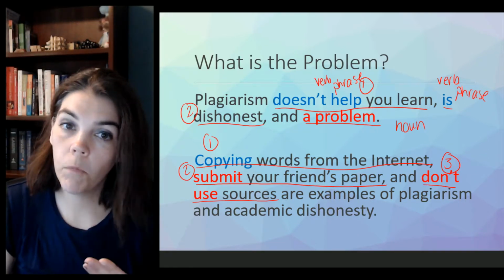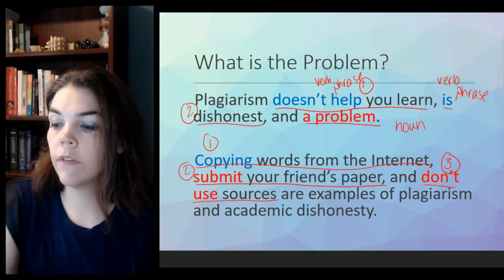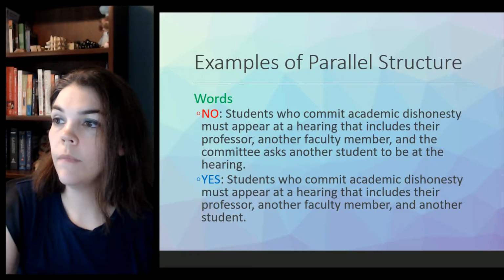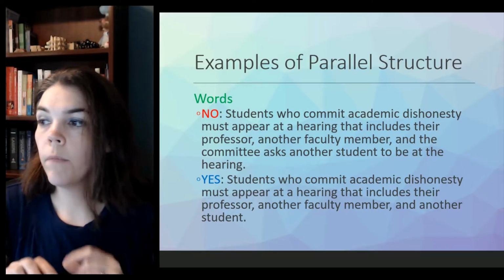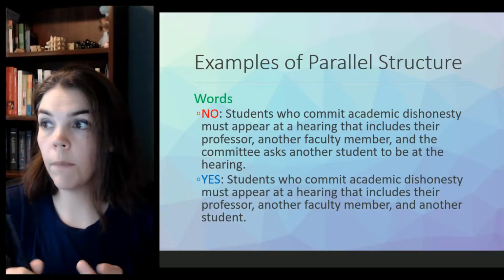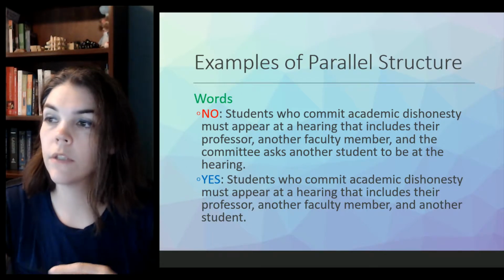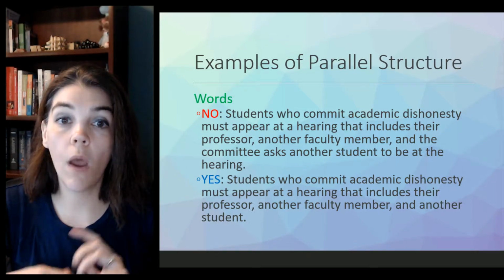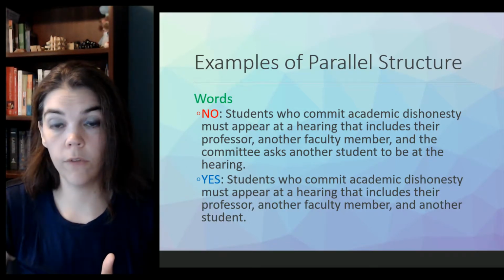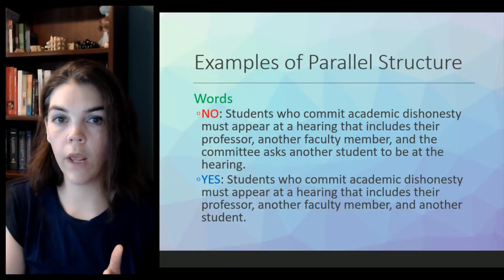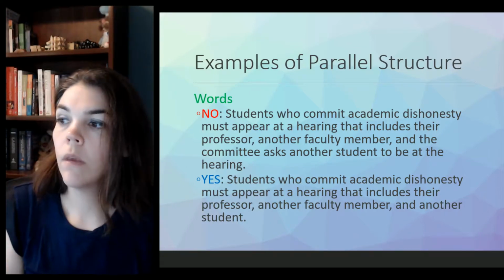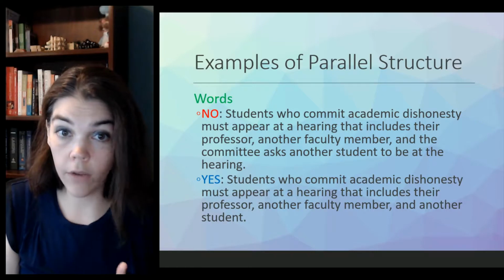So now we're going to talk about how to fix these. So here's an example with parallel structure, one that's incorrect and one that's correct. And this one focuses on a list of words. So when we're going to have word, word, and word. Okay? So not a good example.